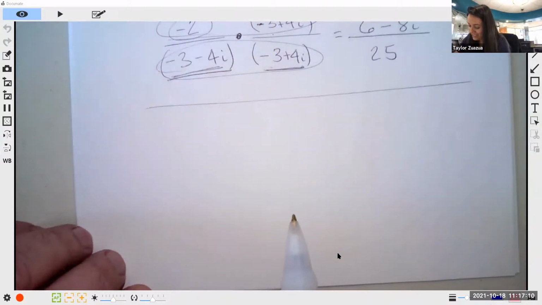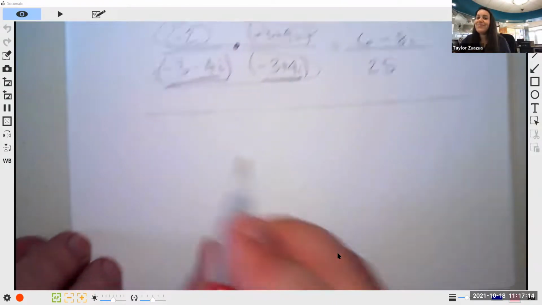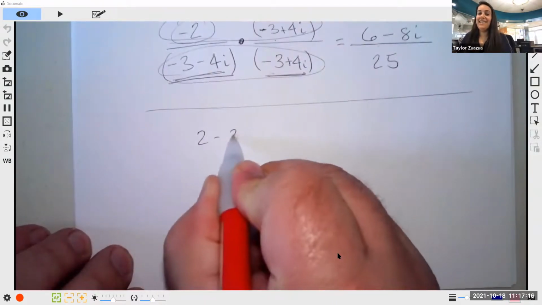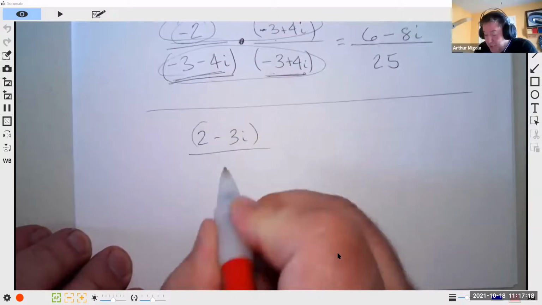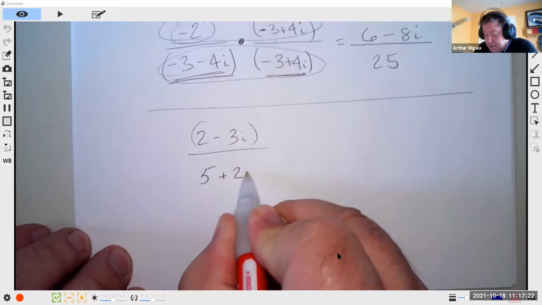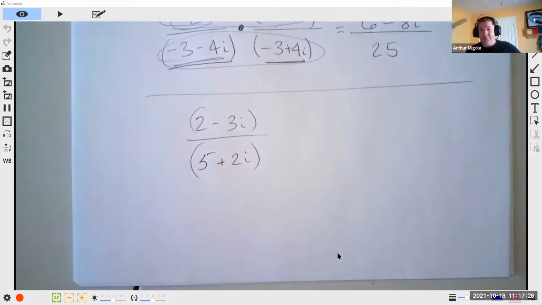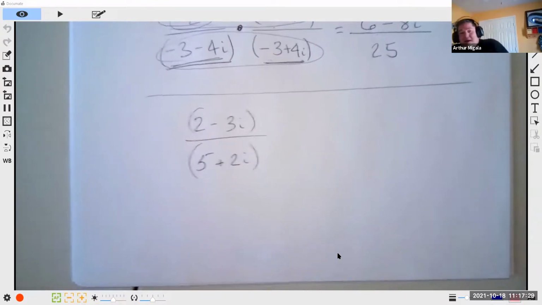So it's 6 minus 8i over 25. Right. Got it. Okay, now, since you got all those partially right, I think I got it now. Then do this one. Okay. Oh, now I changed the top.